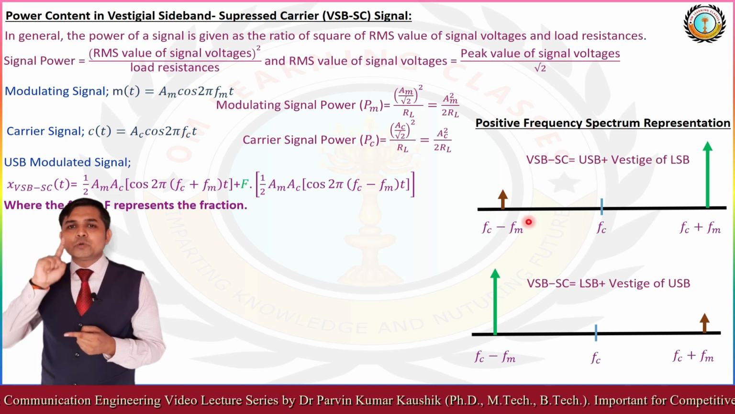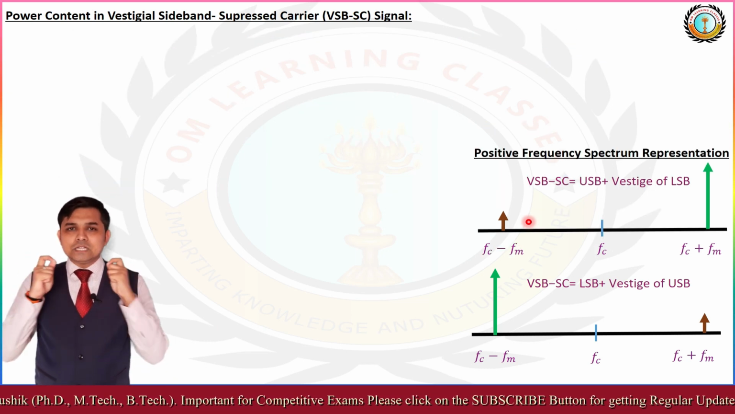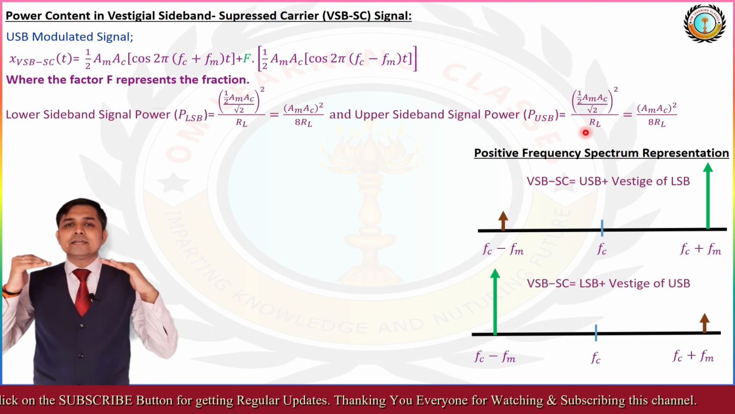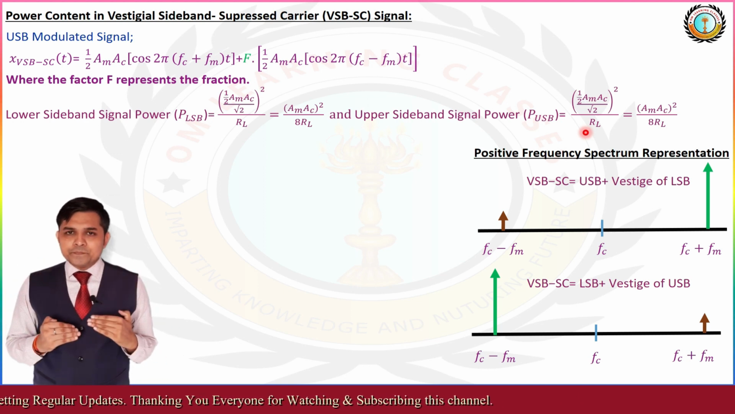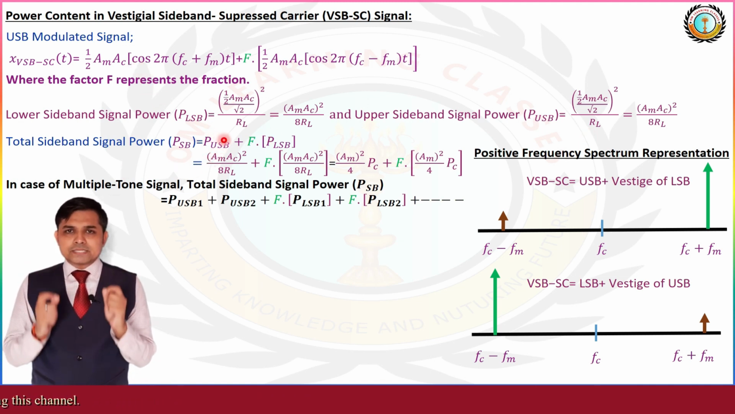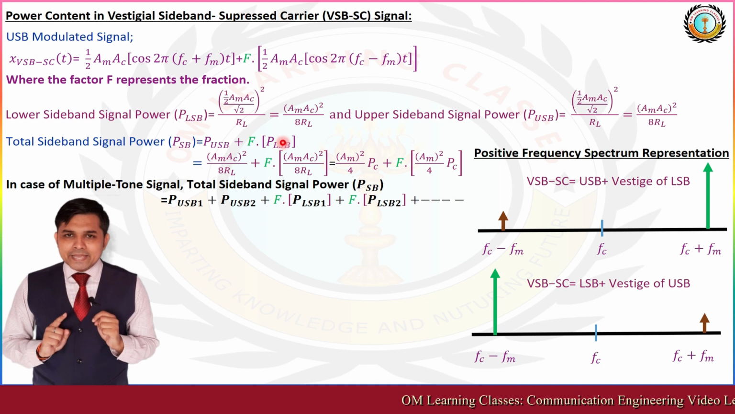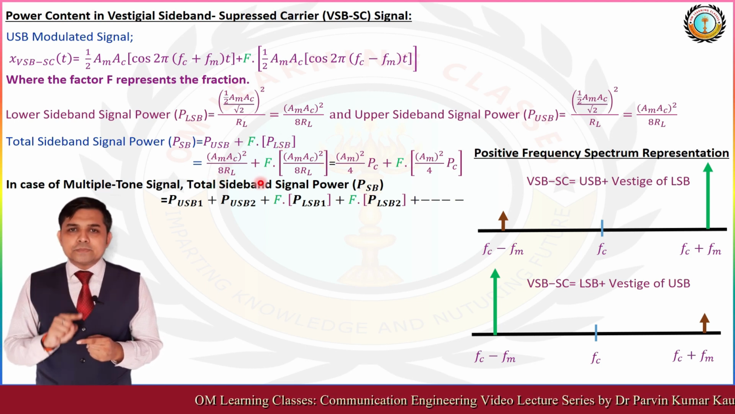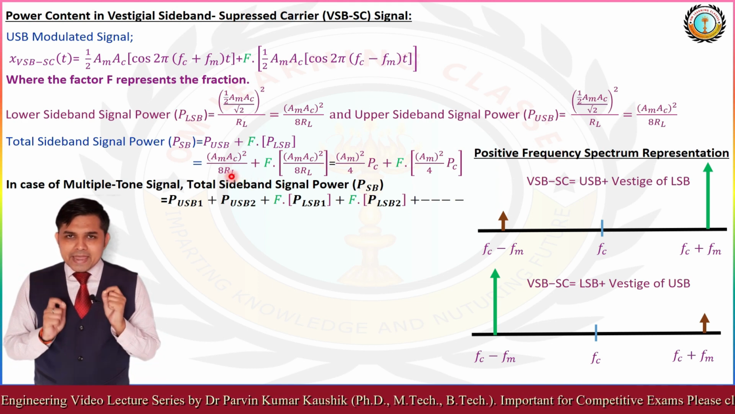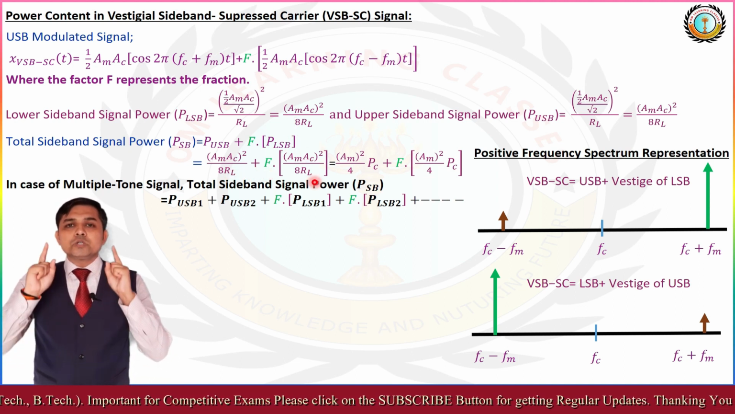By utilizing this modulated VSBSC wave, we have the sideband signal power, which corresponds to both sidebands. So we get the total sideband signal power, which is equivalent to the power of the USB plus the fraction value of the power of the LSB. Here the P USB is equivalent to Am square into Ac square by 8 RL, and the LSB power is equivalent to Am square into Ac square by 8 RL.